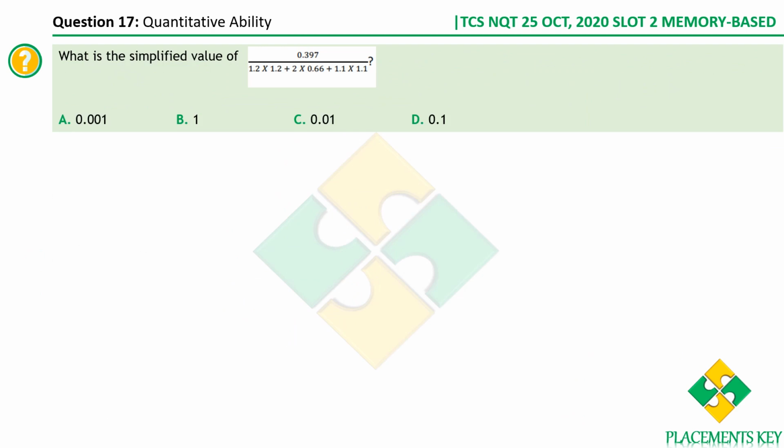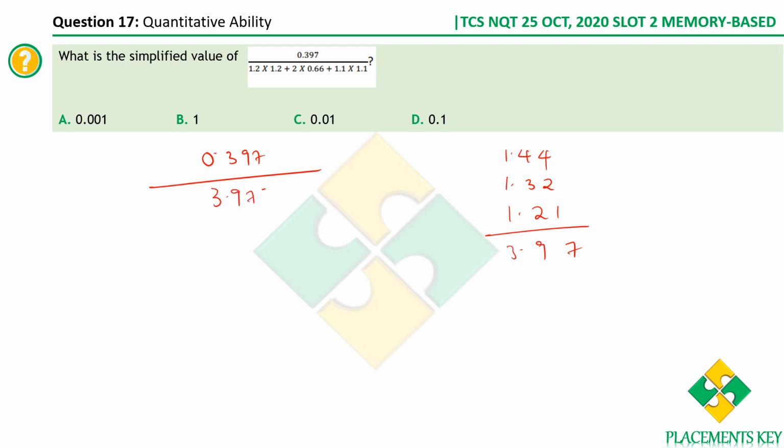What is the simplified value of this? It's a very simple question. So how do we solve it? We have 0.397 by whatever is there in the denominator, just simplify. 1.2 square, which is 1.44, and 2 into 0.66 is 1.32. Then we have 1.1 square, which is 1.21. Let's add everything: we get 3.97.